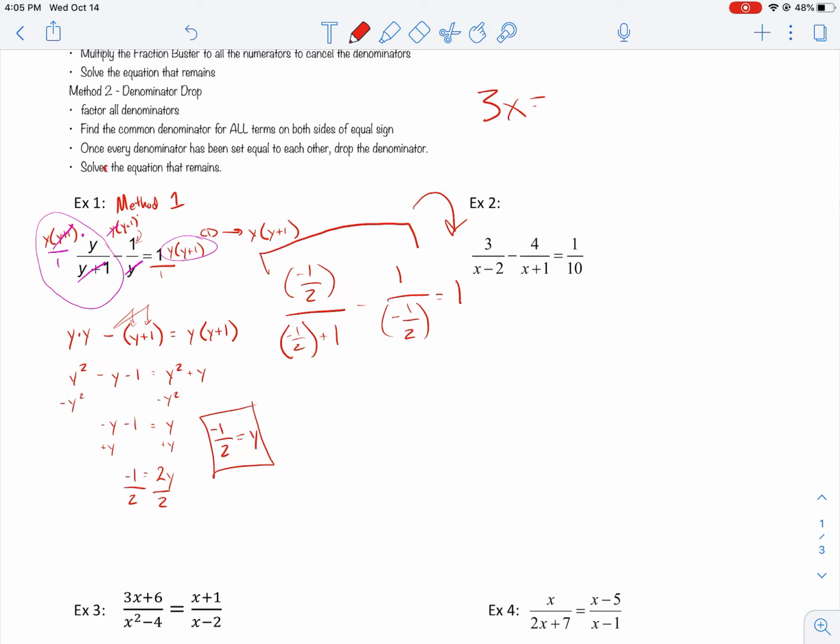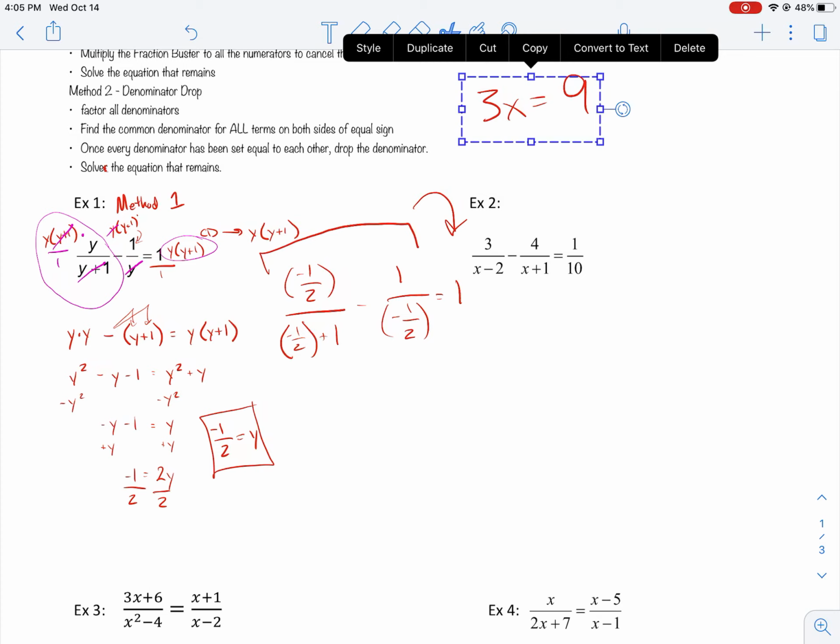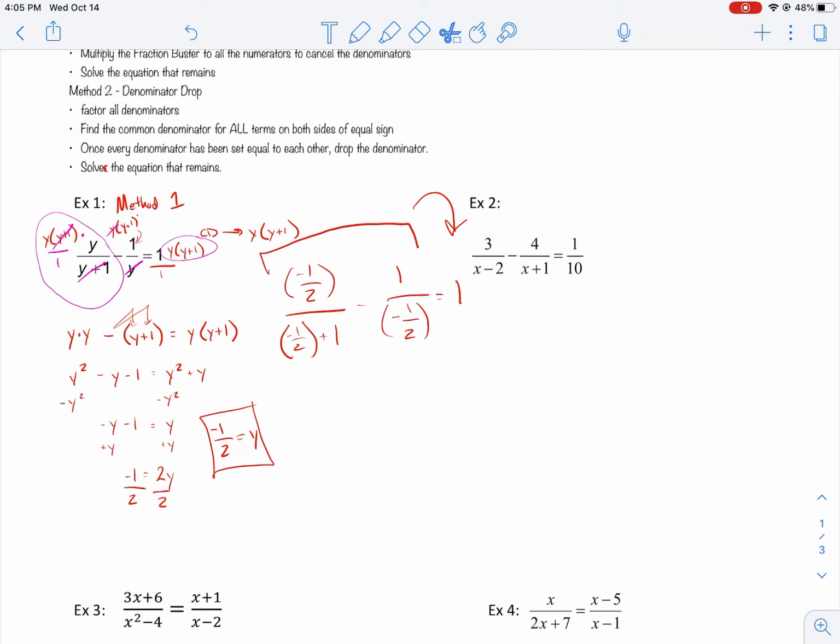If we had 3x is equal to 9, all right? Well, what makes this statement true? Well, x has to be 3, right? In this case, we found that y has to be negative 1/2, right, in order for this equation to be true. And this is the fraction buster method, okay?